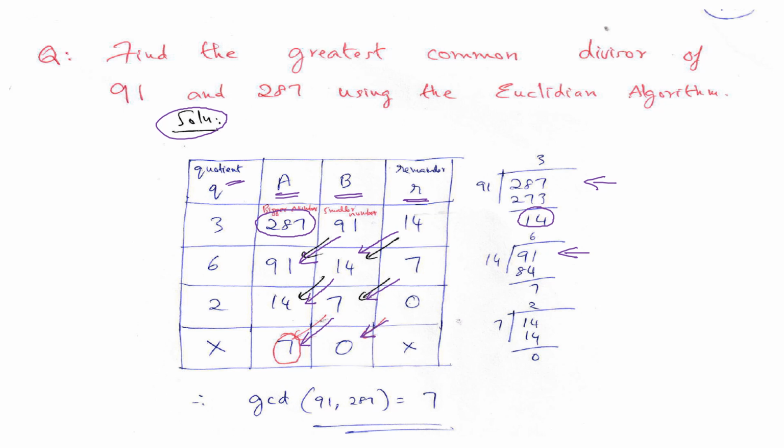So once you do this, when you get 0 under B, what is under A, what is remaining there, that is 7. So that is the final answer. That is the GCD of the given two numbers. So this completes this chapter. So kindly go through it. Very easy chapter. It is scoring also.